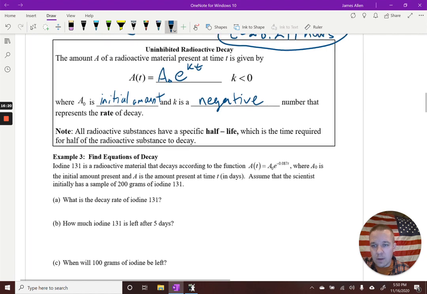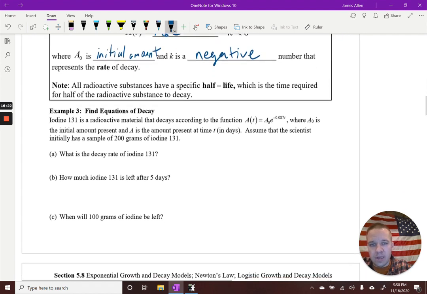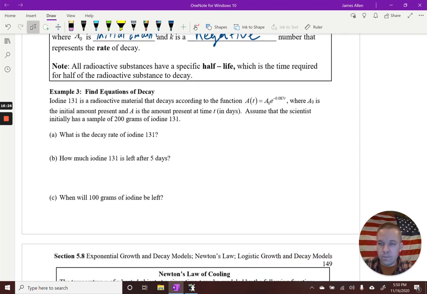So, on to this lovely one. But before that, let's see here. All radioactive substances, this is our note here, have a specific half-life, which is the time required for half of the radioactive substances to decay. You may have heard that in some science classes before, right? It's kind of like the doubling time, but it's the decay version. So it's just half the population. And we'll work with that here momentarily.